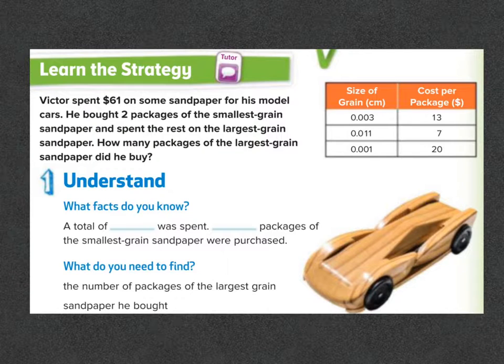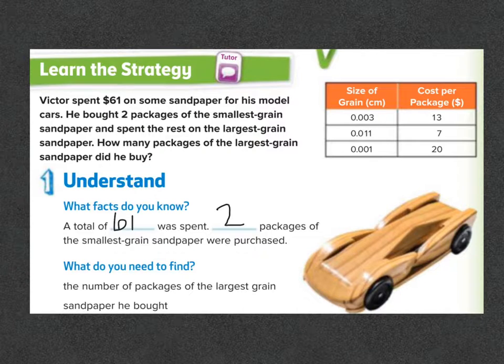So we are going to practice our strategy we've got here. So first it says we need to understand: what facts do we know? A total of how much money was spent? Well, that's $61. And blank packages of the smallest grain sandpaper were purchased. We know he bought 2 packages of the smallest grain sandpaper, okay? So then we ask ourselves, what do we need to find?